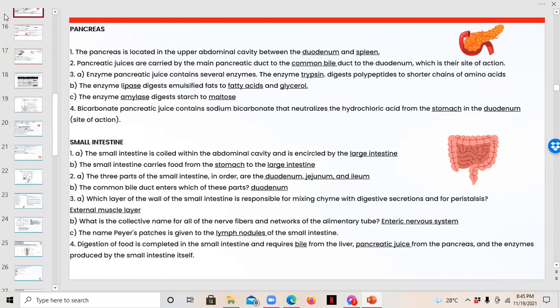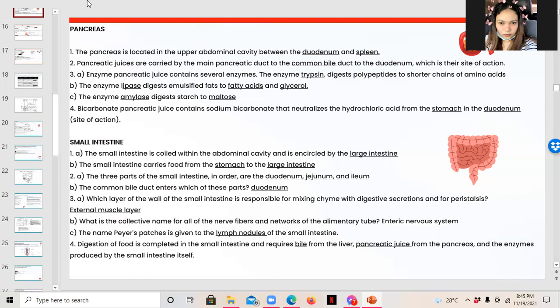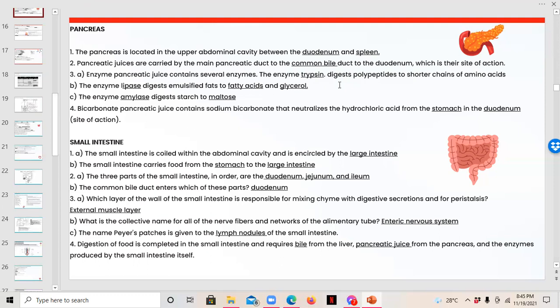Small intestine. Number 1A. The small intestine is coiled within the abdominal cavity and encircled by the large intestine. Letter B. The small intestine carries food from the stomach to the large intestine. Number 2A. The three parts of the small intestine in order are the duodenum, jejunum, and ileum. Letter B. The common bile duct enters which of these parts?